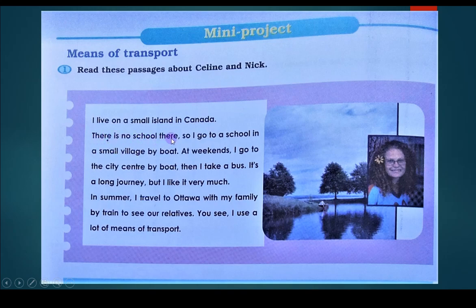There is no school there, so I go to a school in a small village by boat.